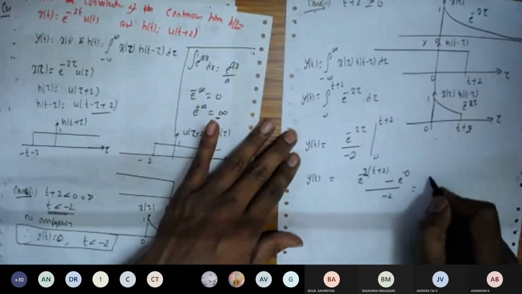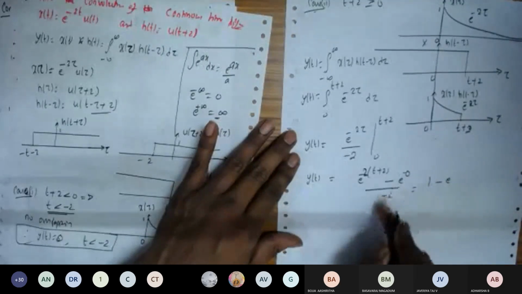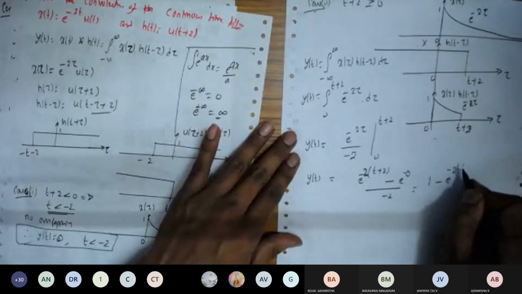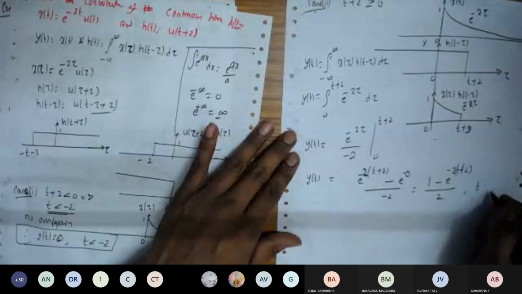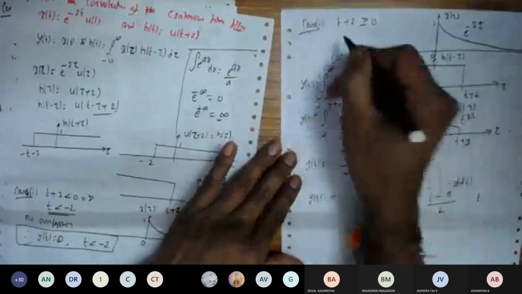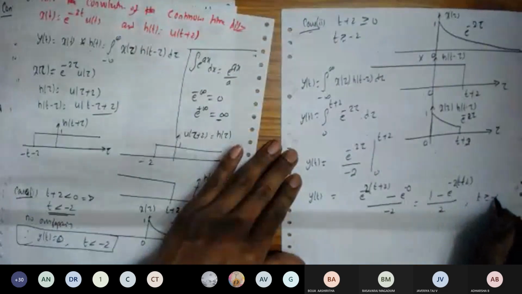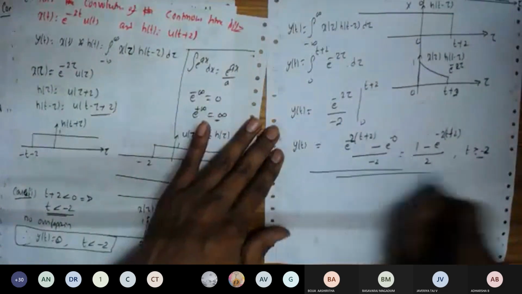So e to the power of 0 is nothing but 1, minus e to the power of, so when you multiply with the minus here, it will become minus e to the power of minus 2t. 2 into t plus 2 we will get here, divided by 2. This is for the t's. Okay, so t plus 2 is greater than or equal to 0 means t is greater than or equal to minus 2. So this is the answer we got here.